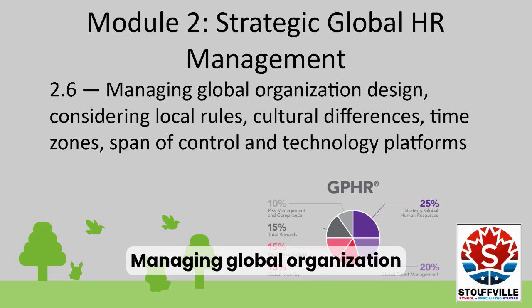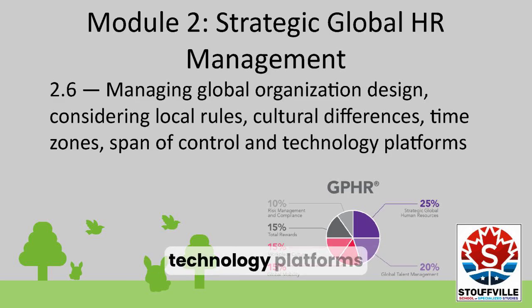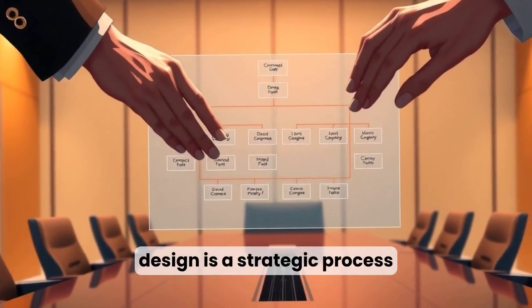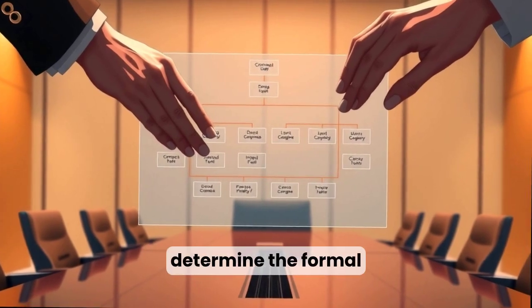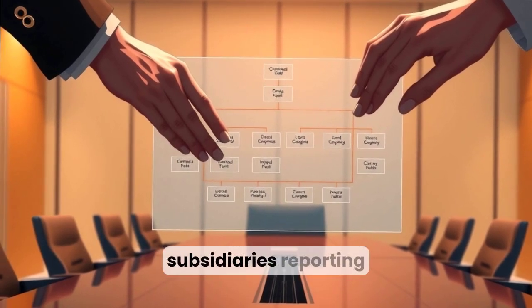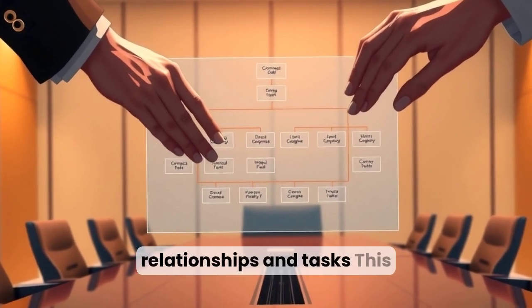Managing global organization design, considering local rules, cultural differences, time zones, span of control, and technology platforms. Managing global organization design is a strategic process used by management to determine the formal arrangement of an organization's components, including headquarters, subsidiaries, reporting relationships, and tasks.